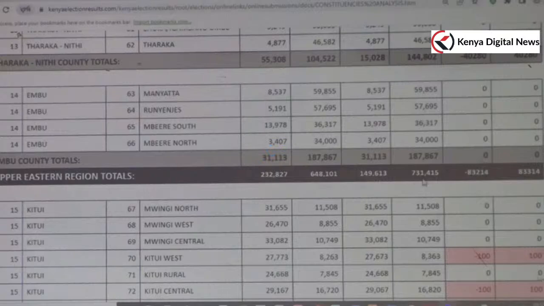And Dr. Ruto was given, and Dr. Ruto was to get 648,000 votes. Now, here the deductions go higher, and now he's losing 83,000 votes, and Dr. Ruto is gaining 83,000 votes.